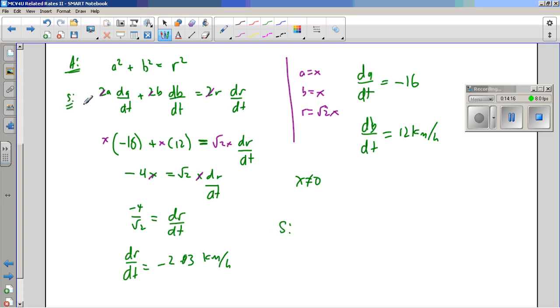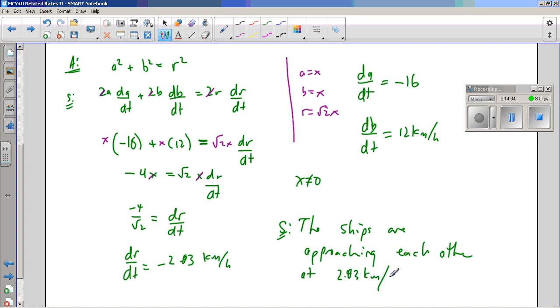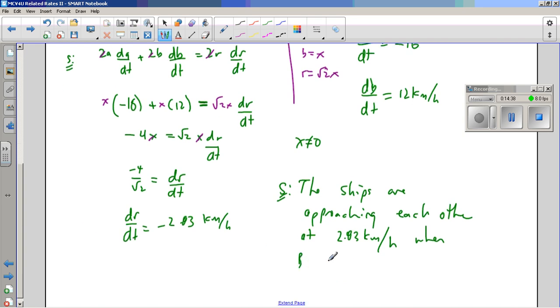Solution starts up here somewhere. The ships are approaching each other at 2.83 kilometers per hour when B is southeast of A.